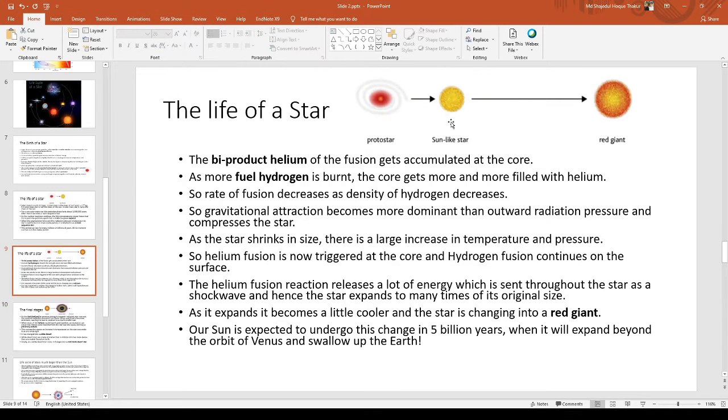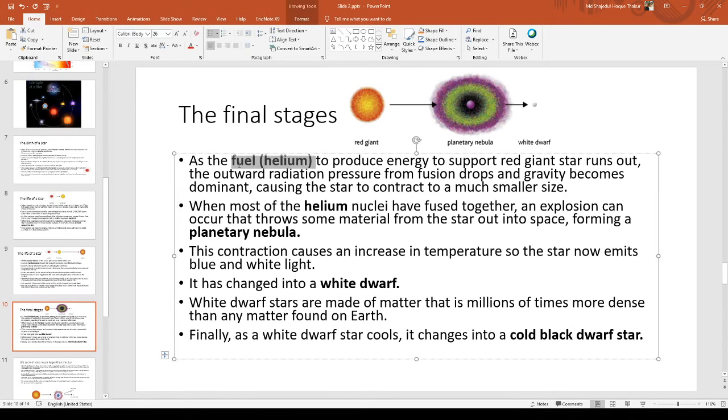Just like in the main sequence to red giant. How did this occur? How did the sun become a red giant? You remember? Hydrogen was the fuel, and it was burning that hydrogen. But when that hydrogen was almost all burnt up, what happened? The star started to collapse due to gravity, because the outward radiation pressure decreased, so gravity became more dominant. Similarly here, the fuel is helium.